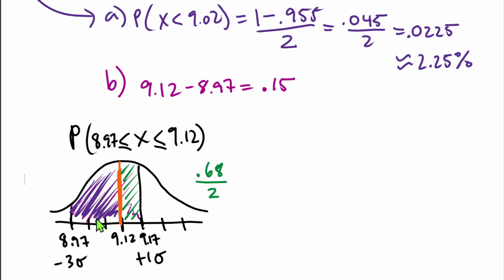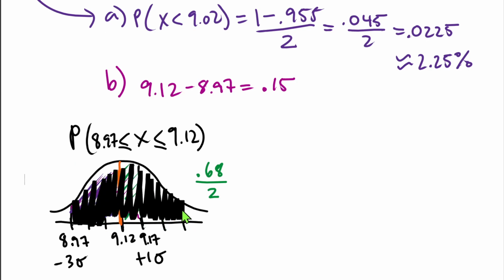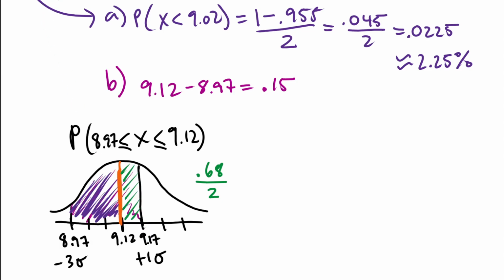And now we want the purple area. Now the purple area is half of this area, right? All the way up to plus 3 standard deviations. Now this entire black area is the area that represents within 3 standard deviations, which is 99.7% or 0.997. So we want half of that. So the purple area is going to be 0.997, but half of that.